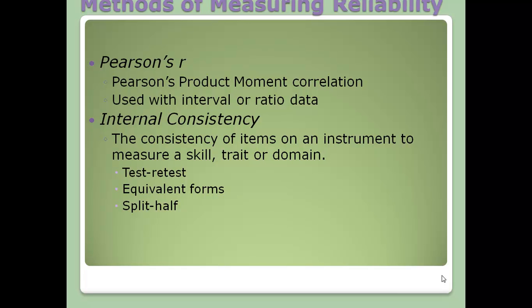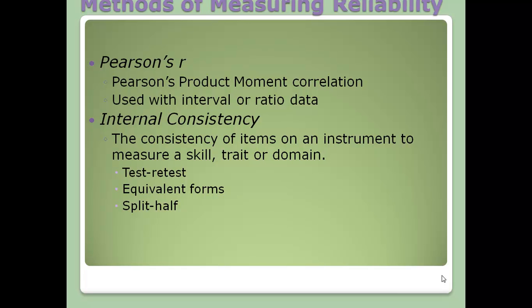And what it's looking at is internal consistency. It's the consistency of items on an instrument to measure a skill, a trait, or a domain. Now, let's think about our example of the basketball team. If we had used a Pearson r on the height of all of those basketball players, we would have found that Andre, in his 5'6" status, was a major outlier. And I'm going to show you what an outlier can look like in just a second. He wouldn't match. You'd say, oh, well, that's not going to be a good example.